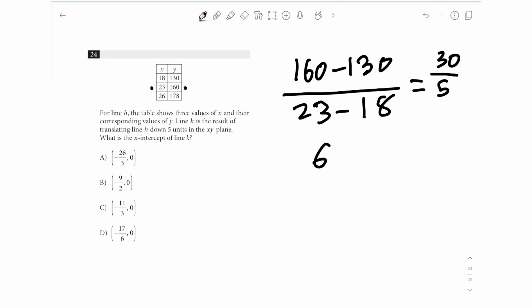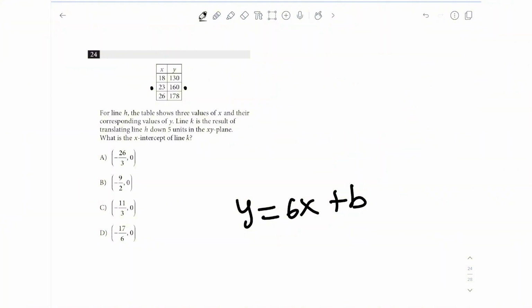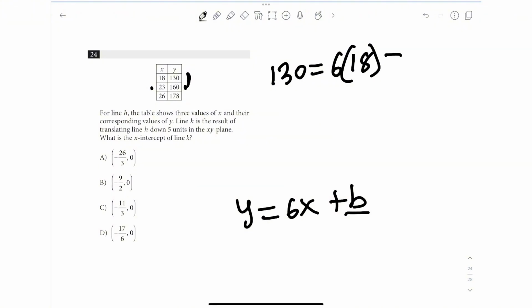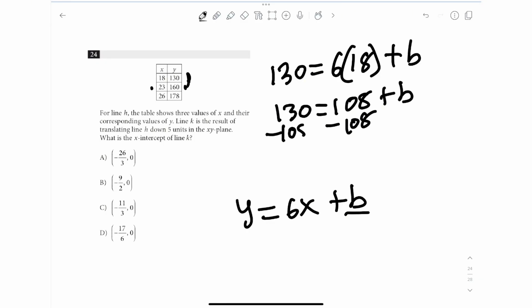So if our slope is 6 in slope-intercept form, that should look like y equals 6x, but we don't know our intercept, so we're going to leave that as b. So I'm going to clean up here. Okay, now that we have more room to work with, in order to find b, we already have points. We can just plug them in for x and y, and we can find b that way. So I'm just going to plug in 130 for y, and I'm going to plug in 18 for x. So that's going to simplify to 130 equals 108 plus b. So if I subtract 108 from both sides, I should get that b is equal to 22. So now let's rewrite our original equation.